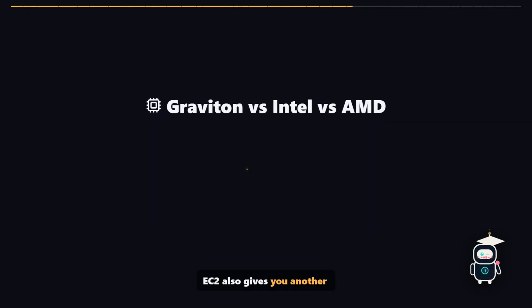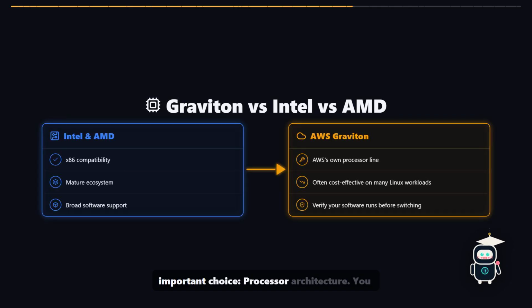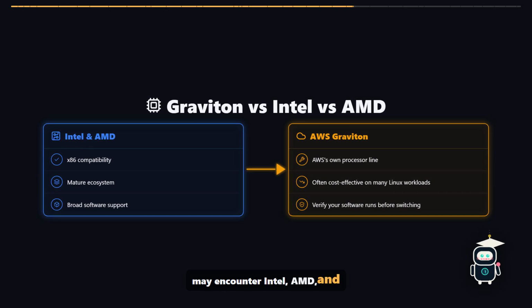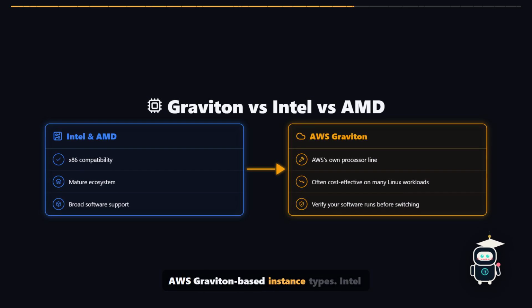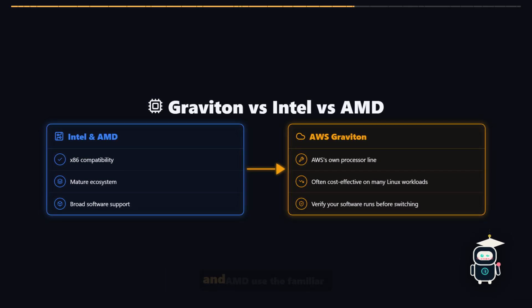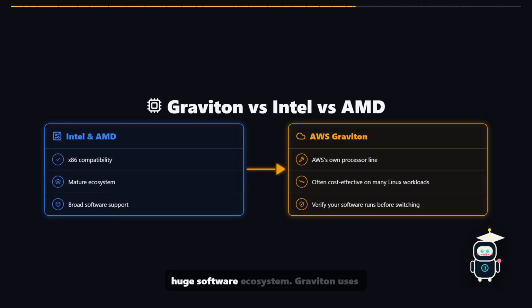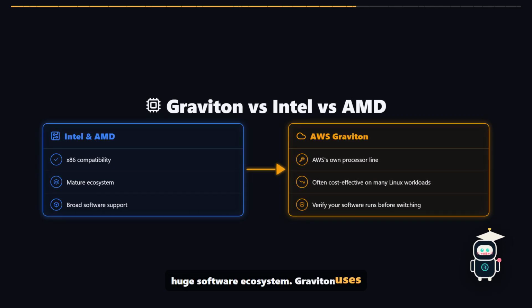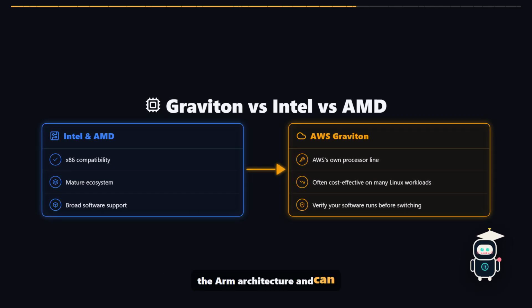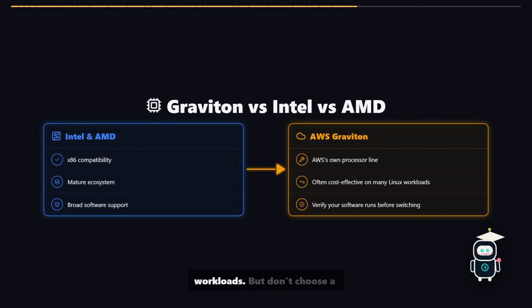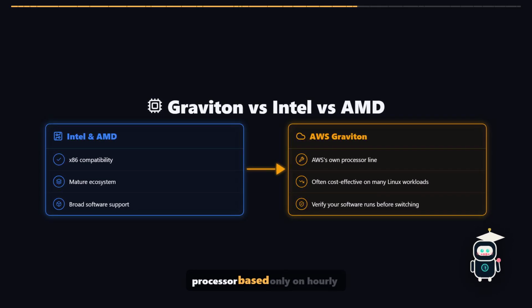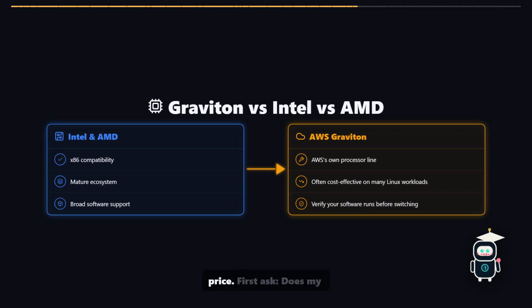EC2 also gives you another important choice: processor architecture. You may encounter Intel, AMD, and AWS Graviton-based instance types. Intel and AMD use the familiar x86-64 architecture supported by a huge software ecosystem. Graviton uses the ARM architecture and can provide attractive price performance for compatible workloads. But don't choose a processor based only on hourly price.